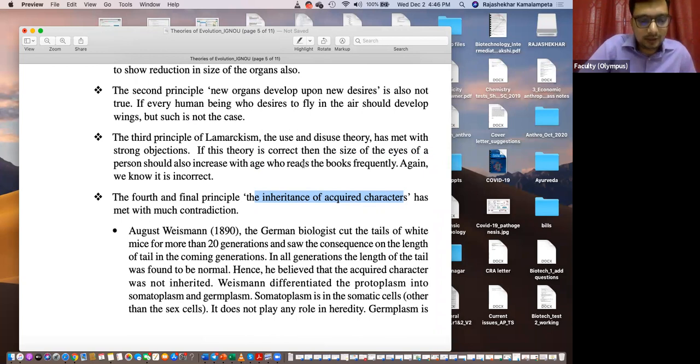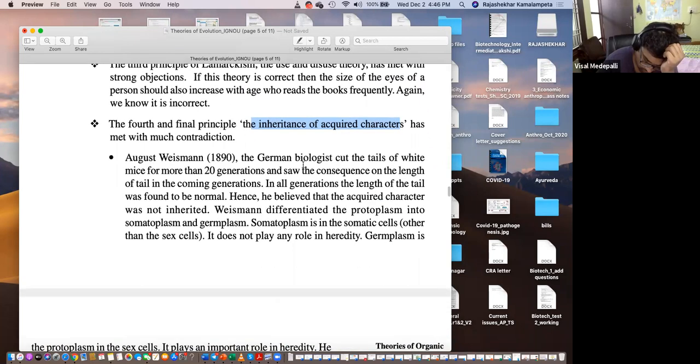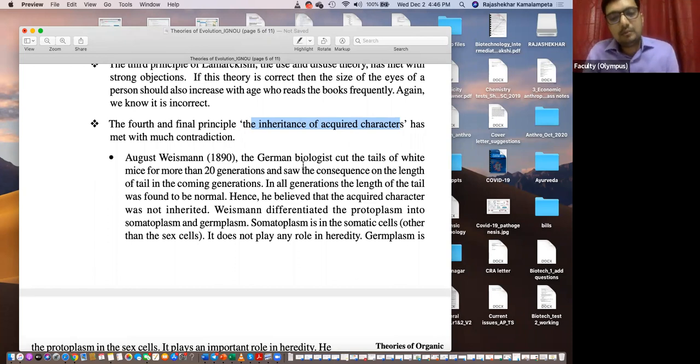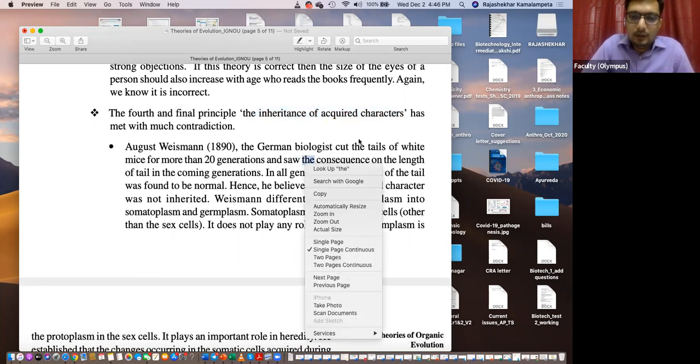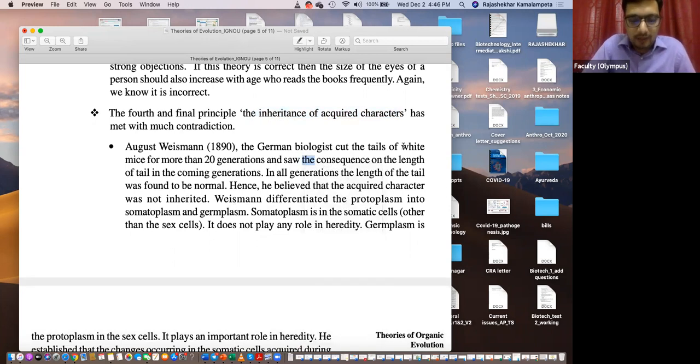And interestingly, another person, August Weismann, a German biologist, did an interesting experiment to prove this. You know what he had done? Let me briefly explain. This is a brief story. He took white mice and cut the tails, and let them give rise to the next generation. Like that for 20 generations, he kept cutting their tails. Even after that, in the 21st generation, there was a normal tail.